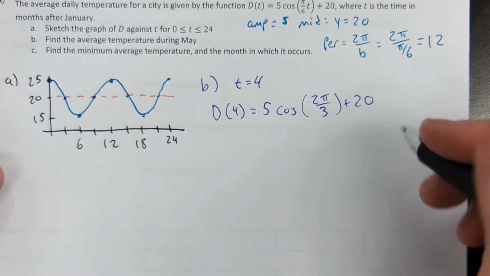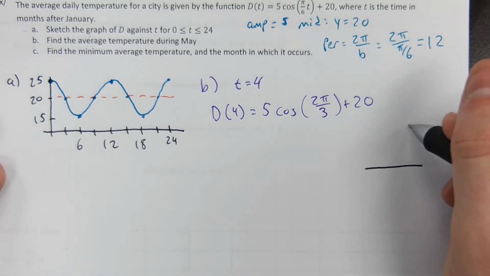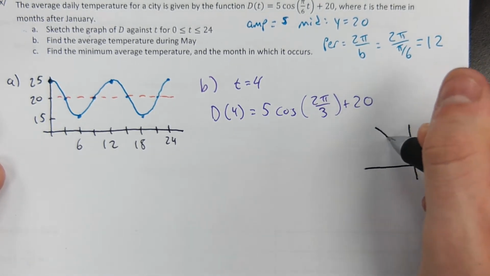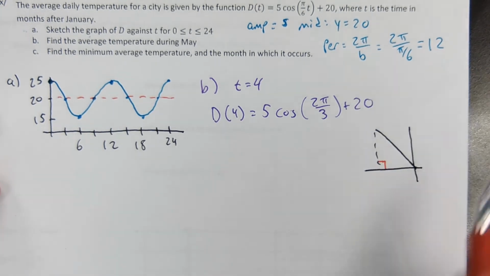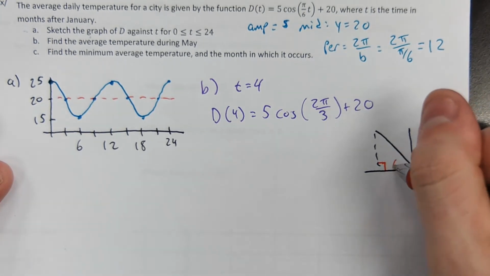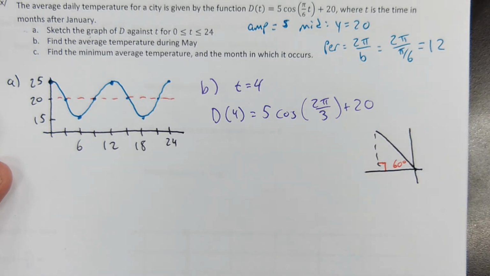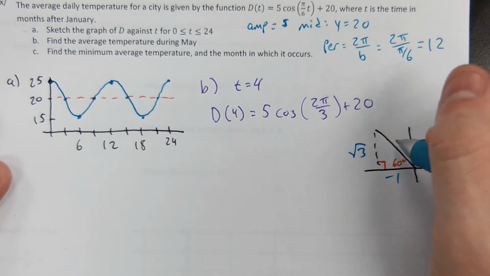It's in quadrant 2. Picture not drawn to scale. You know you were waiting for it. The over 3s are 60s. Let's fill it out. 1, negative because it's in quadrant 2, root 3, 2.